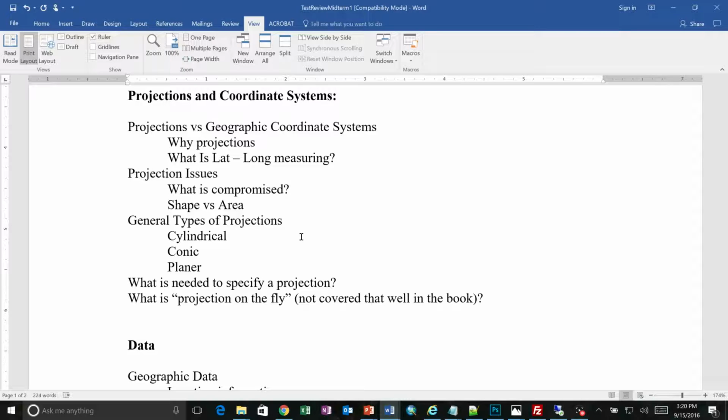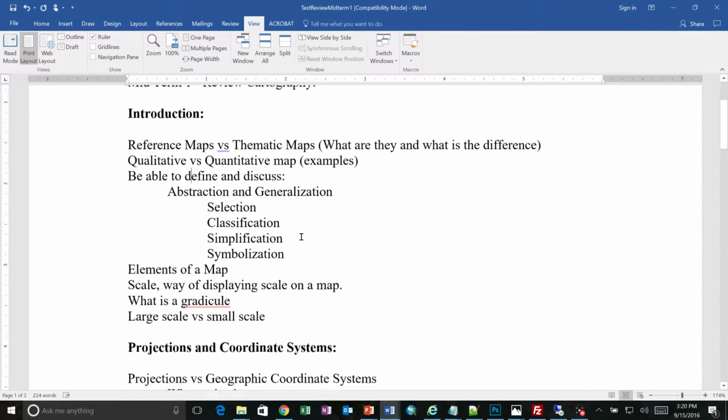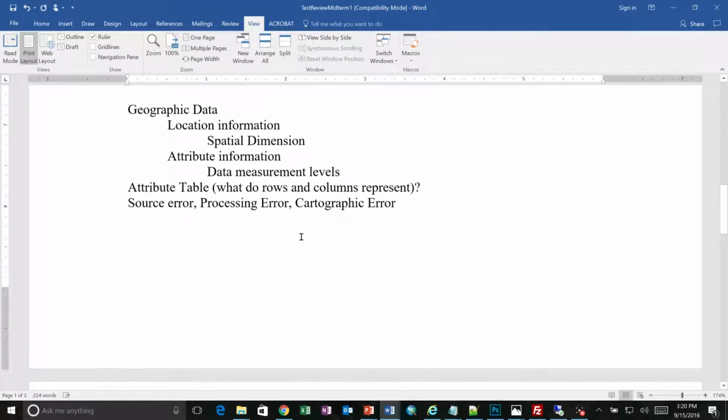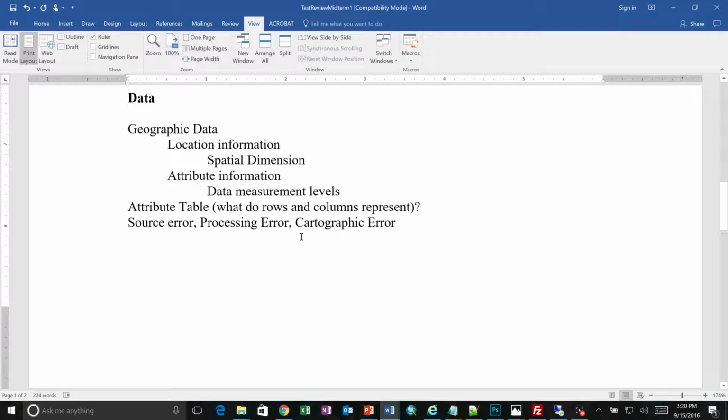Now, all of that isn't on the test. What's on the test is what I said about projection on the fly. Projection on the fly is the ability of GIS systems to convert data and display multiple data sets from different projections in the same projection together. And that was a question that was in the labs. So if you go back and look at the lab for that week, but it's not really covered well in the book. That's why I hit that one a little harder than the other ones.